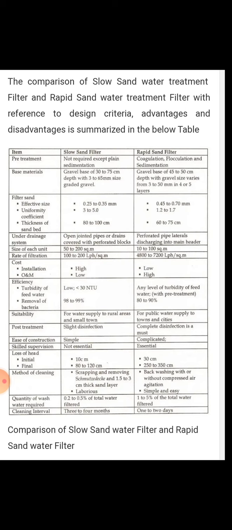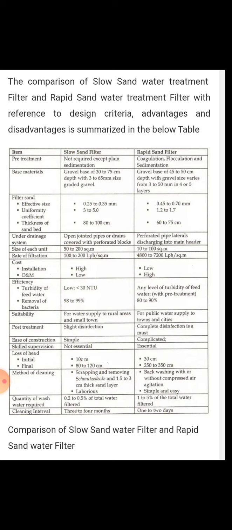Okay. Next, if you are considering the under drainage system, it is a perforated pipe lateral discharging into a main header. So in the case of a rapid sand filter, we require the perforated pipe, and in the case of a slow sand filter, the under drainage system is an open jointed pipe drain covered with perforated blocks.